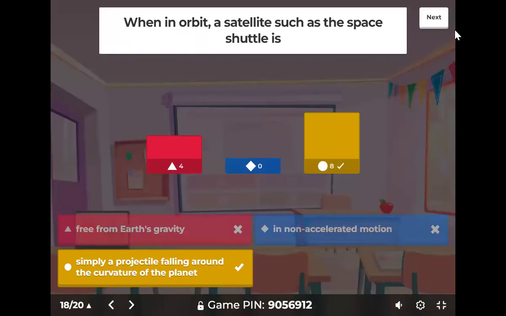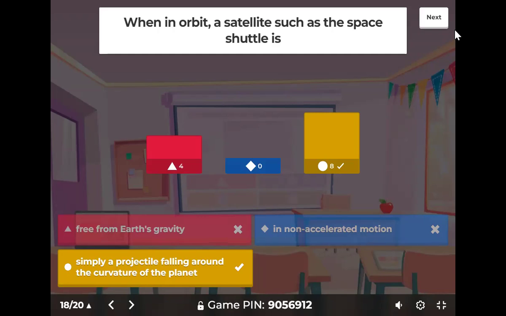Ooh, nice. Yeah. Simply a projectile falling around the curvature of the planet. We'll talk about this in a few weeks. We'll talk about orbits and how do orbits work. You guys ever seen a satellite go by? If you watch the sky, sometimes you see one. Suppose like the International Space Station. It's about 400 kilometers up thereabouts. It's called low Earth orbit.